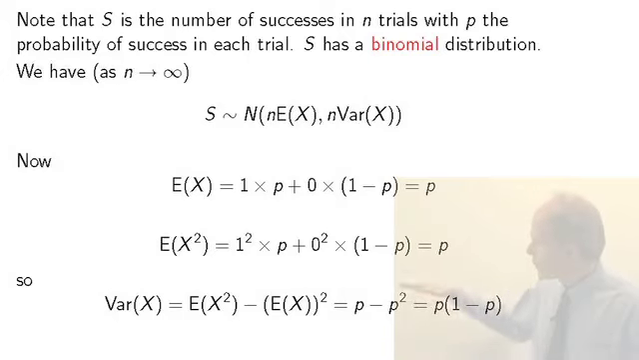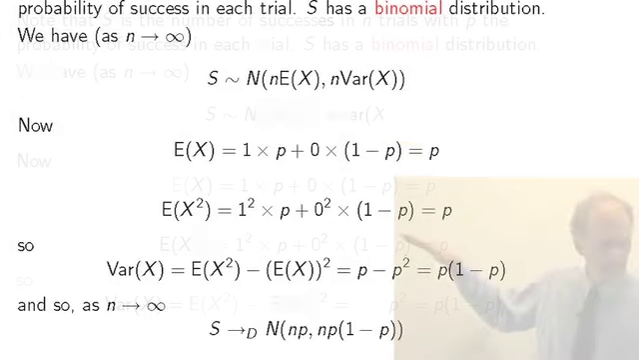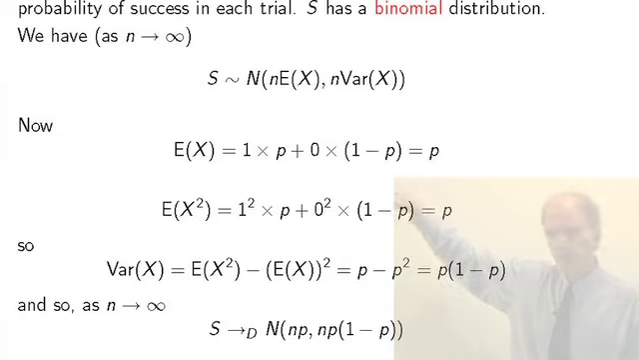We can now substitute the variance of x and the expected value of x into the parameters for the normal distribution, the mean and the variance, and we arrive at the result. It says as n goes to infinity, the quantity S, which has a binomial distribution, converges to a distribution which is normal with mean np and variance np times 1 minus p, or sometimes written npq in the case that q is 1 minus p.